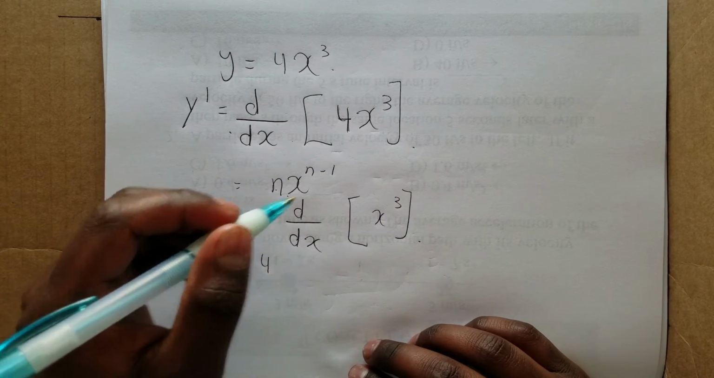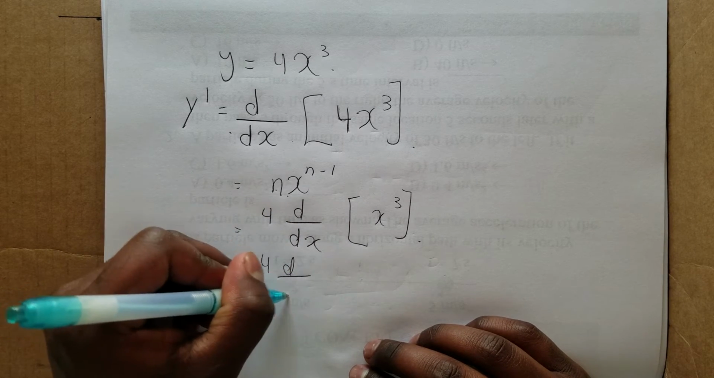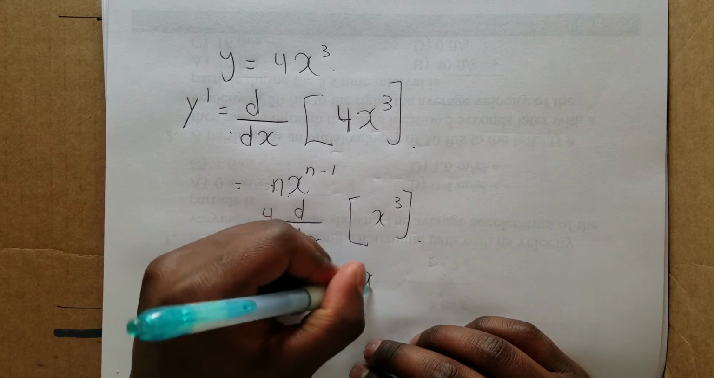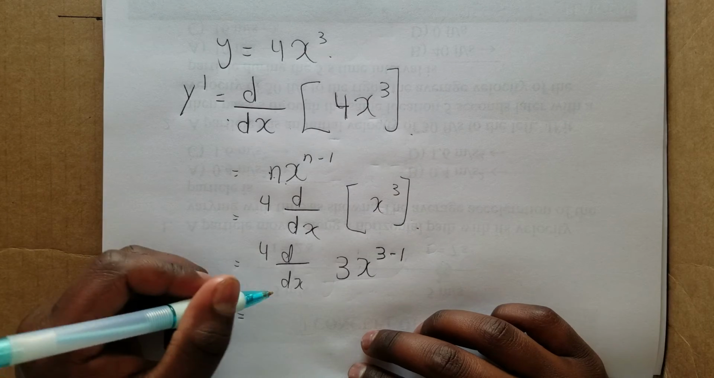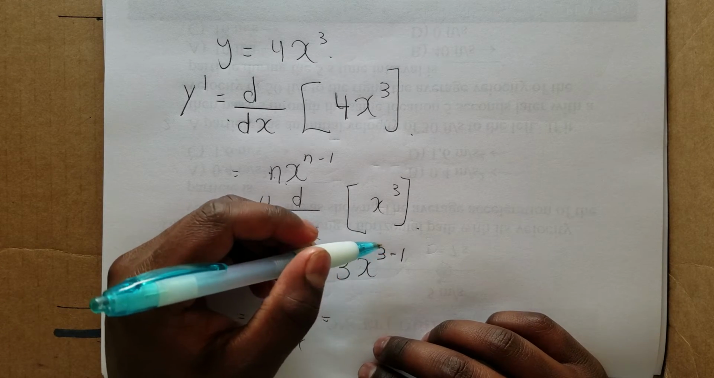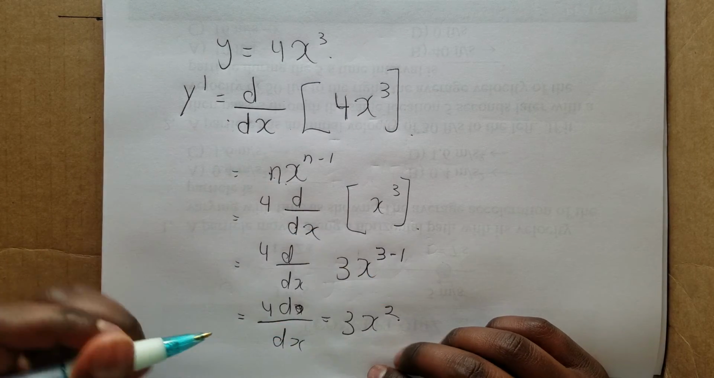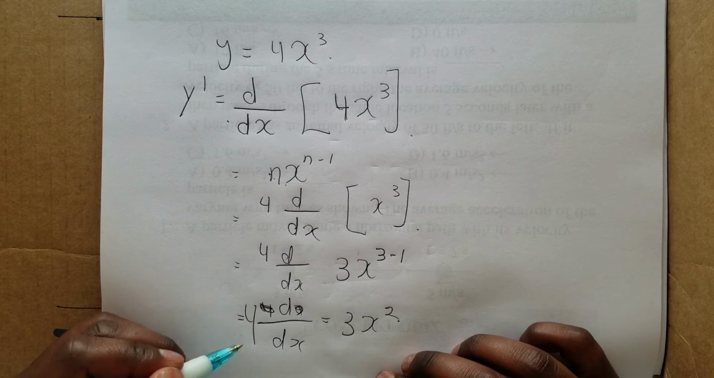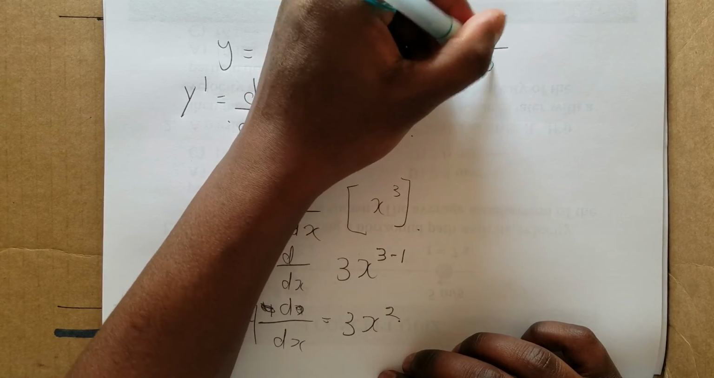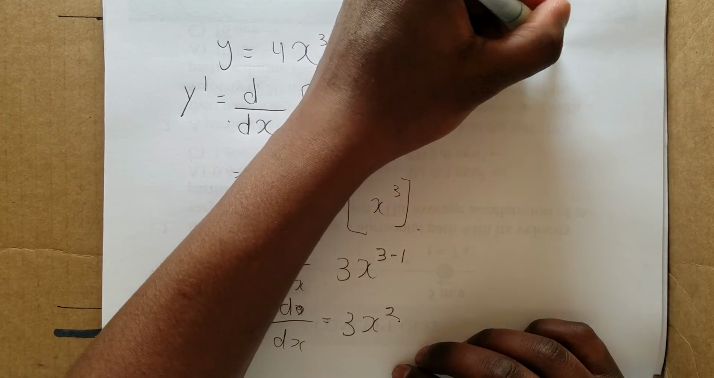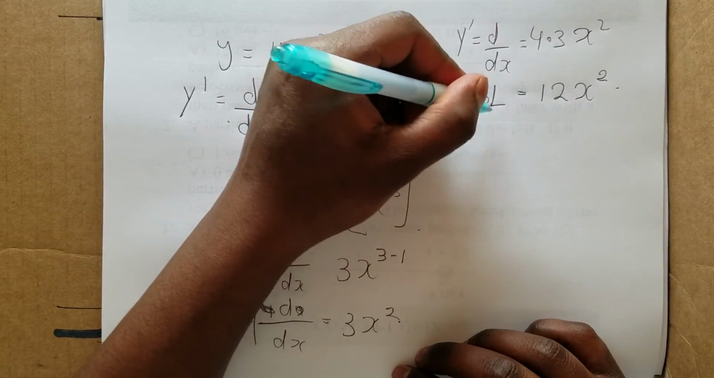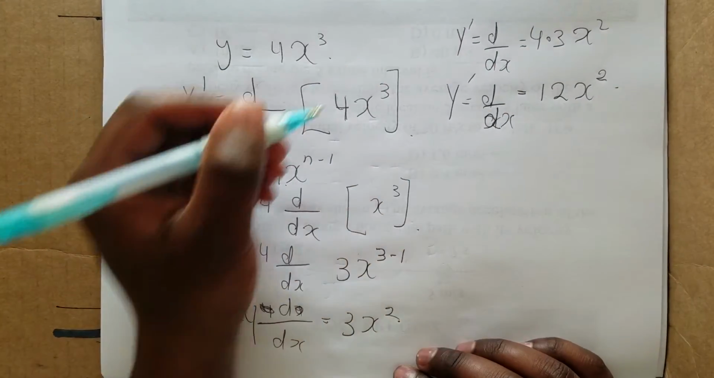So you get 4 out, differential over dx, so we bring the 3 down, and subtract 1 from 3, so you get x to the 3 minus 1. So 4 d over dx is equal to 3, 3 minus 1 is 2, so you get 3x to the second. Now you can plug the 4 back in, so you get y prime is equal to 4 by 3x squared. So 4 times 3 is 12x squared. So that's the differential of this function, 12x squared.